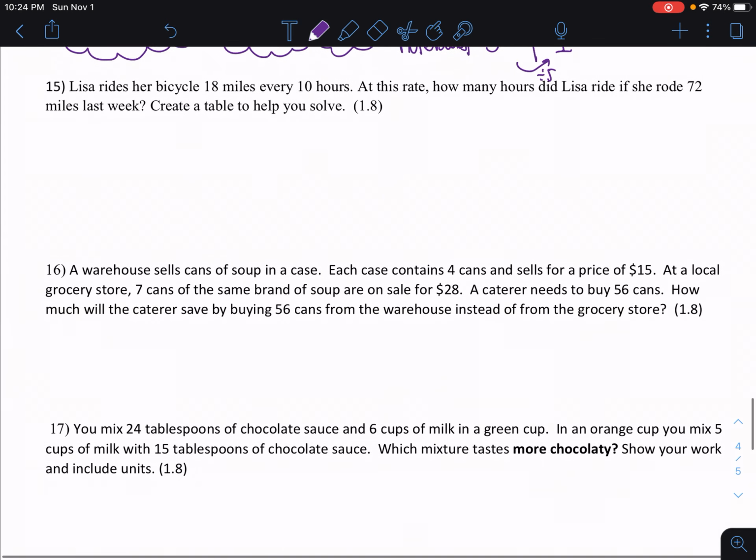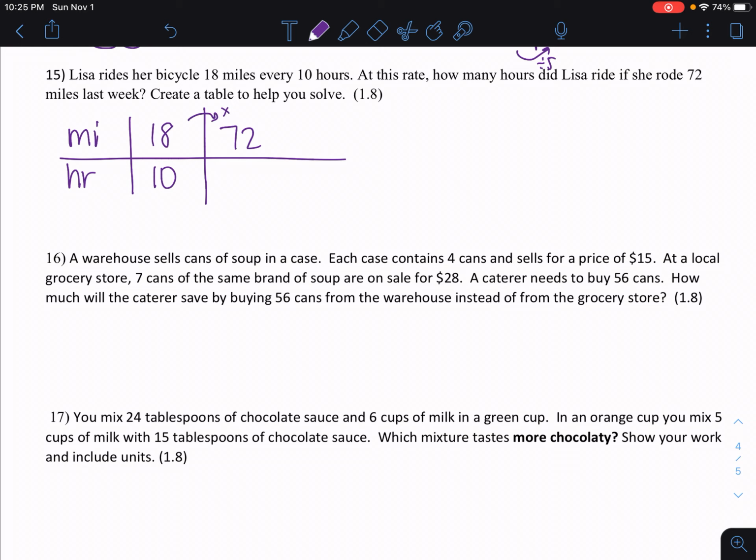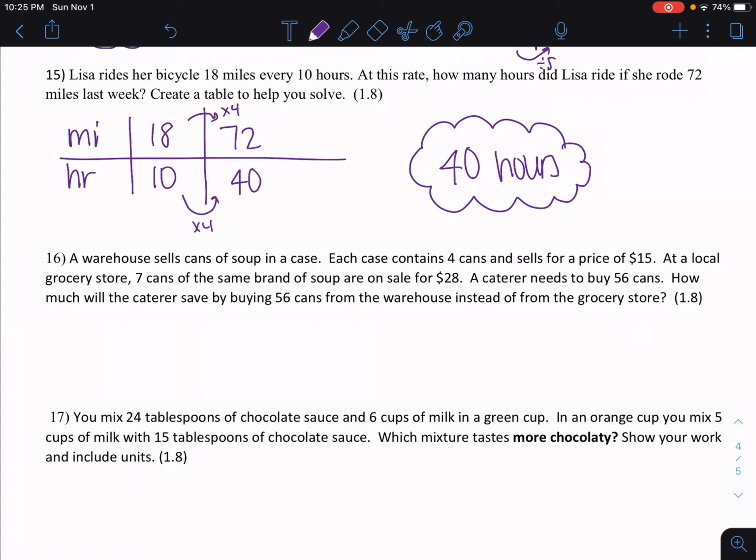For number 15, we're back to 1.8b. So comparing those rates and getting to another type of rate. So Lisa rides her bicycle 18 miles every 10 hours. So I've got miles and hours. I ride 18 miles every 10 hours. At this rate, how many hours did Lisa ride if she rode 72 miles last week? Well, 18 times 4 is 72. So 4 times 10 is going to be 40 hours. So this one we were only scaling forward. And again, you're using that rate to adjust to answer the question about that same rate.